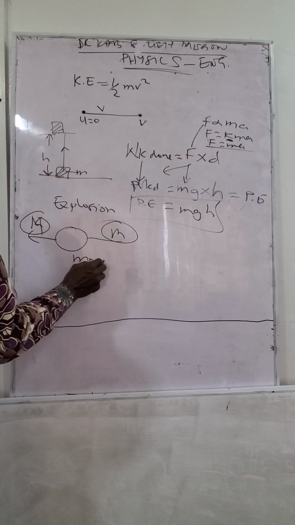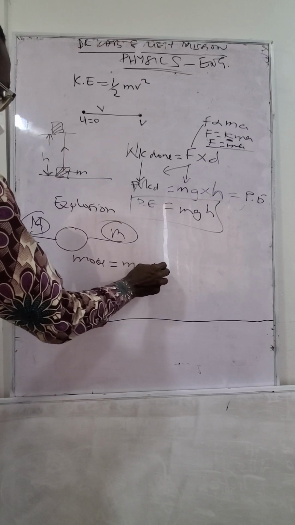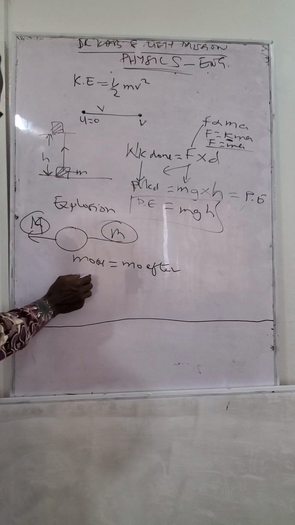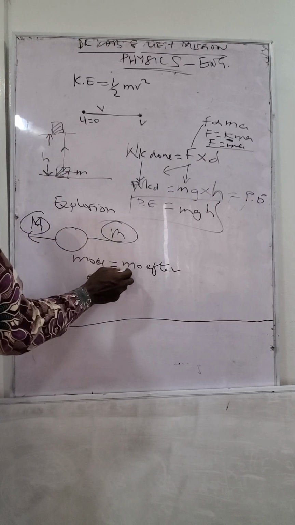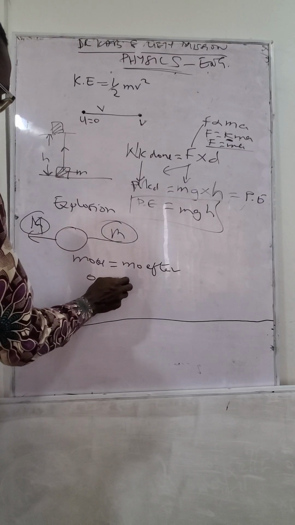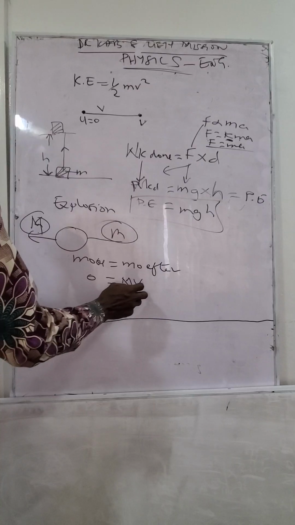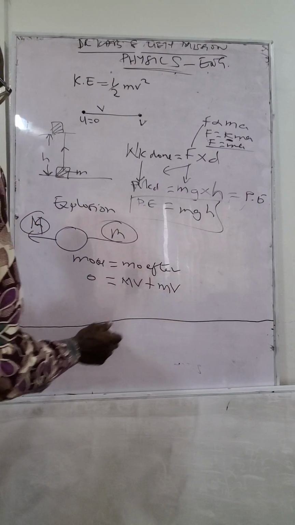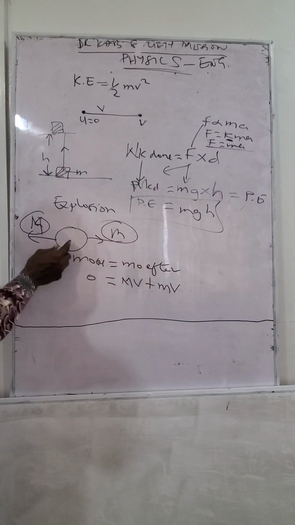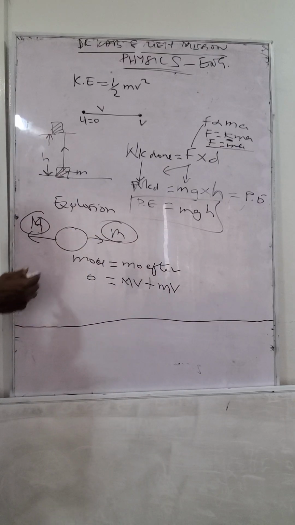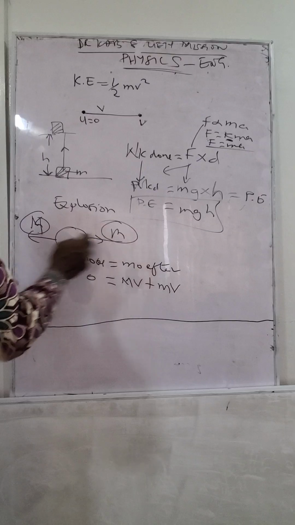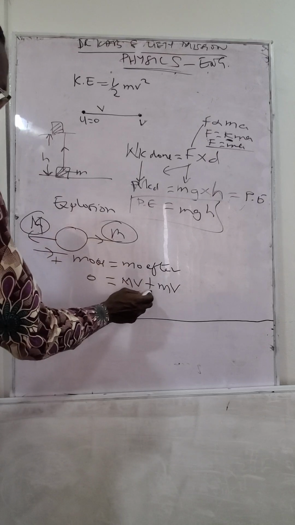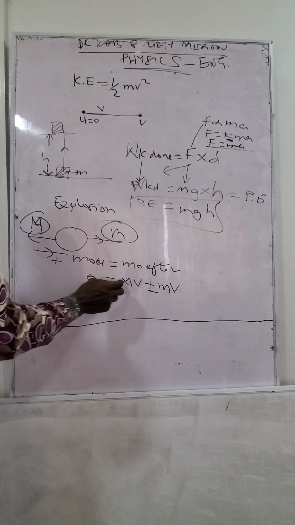Momentum before is equal to momentum after the explosion. Momentum before, because this one was stagnant, it wasn't moving, was 0. And then momentum after will be capital M times its velocity V, plus small m times its velocity v. Of course, because this one is moving this way and this one that way, you have to choose a direction. Let's assume this direction is our positive. Then small m is plus mv, and then capital M will become negative V.